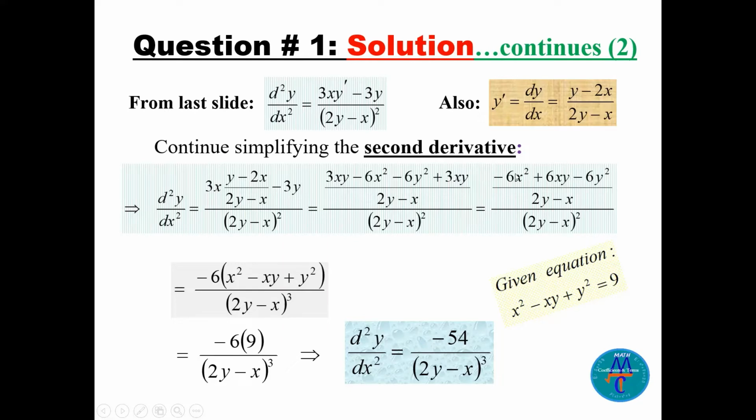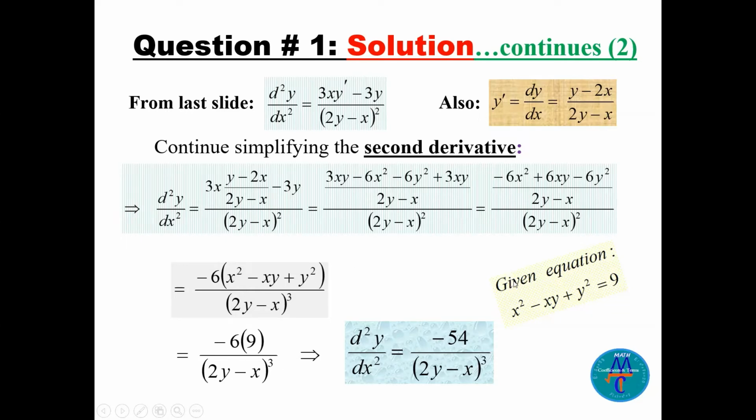So easily I can take minus 6 as a common factor. And here I multiply by the reciprocal. See, this is 2y minus x squared over 1. So I multiply the first fraction by 1 over that. So there will be a cube here, 2y minus x all cubed. When I take minus 6 as a common factor, it will be x squared minus xy plus y squared.